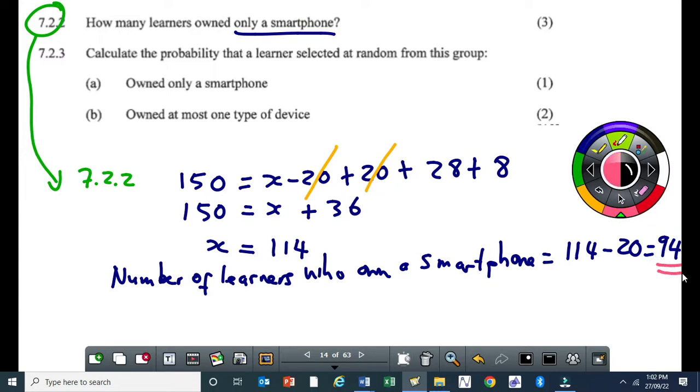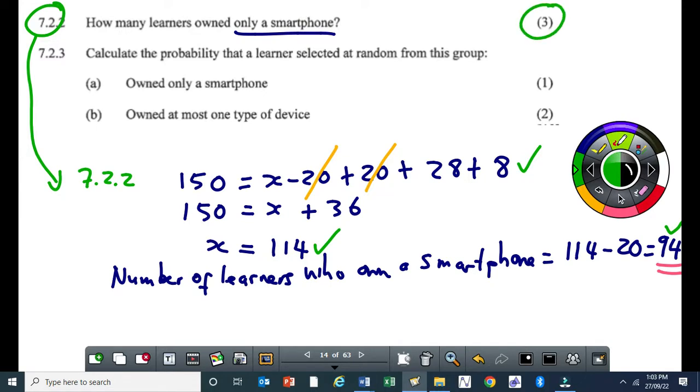Okay? So if I was an examiner and I allocated those 3 marks, I would give the marks as follows. 1 mark for that equation, to set up that equation, right? Second mark for the value of what? X. Then the third mark for the answer, that is the number of learners who own a smartphone only. So this mark allocation must guide you as to how much information you want to provide.